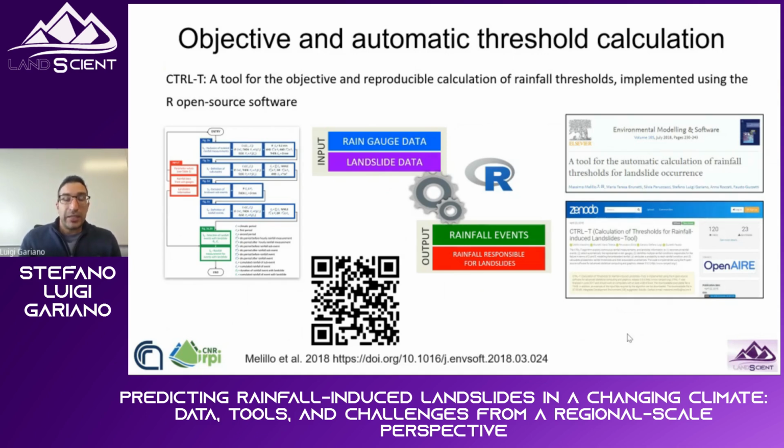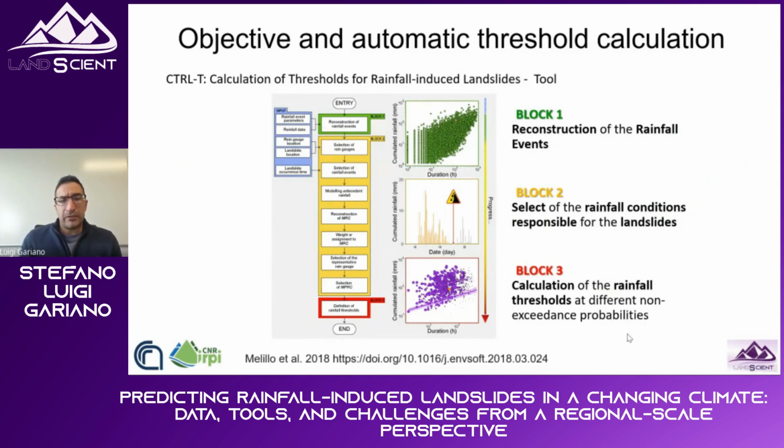That is to say, landslide location and landslide time. This tool produces as an output all the rainfall events in a given area and in a given time, the rainfall conditions responsible for landslides, and rainfall thresholds. This tool, which was mostly the work of my colleague Massimo Melillo, is freely downloadable from Zenodo. The tool is mainly divided in three main logical blocks. The first one just needs the rainfall data and allows the reconstruction of rainfall events by means of a rigorous and objective procedure. The tool needs in input a couple of parameters.